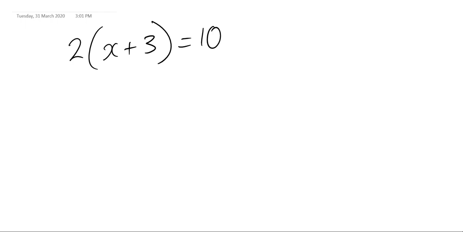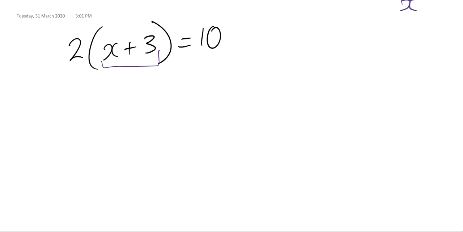Looking at solving equations that involve brackets. So let's look at a question. Let's say we've got 2 bracket x plus 3 equal to, let's say, 10. So like in the previous video, we can see what is the first thing that's been done to the x. We're peeling back the layers.